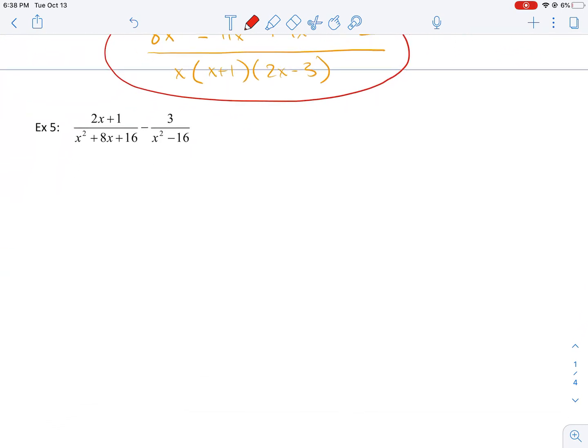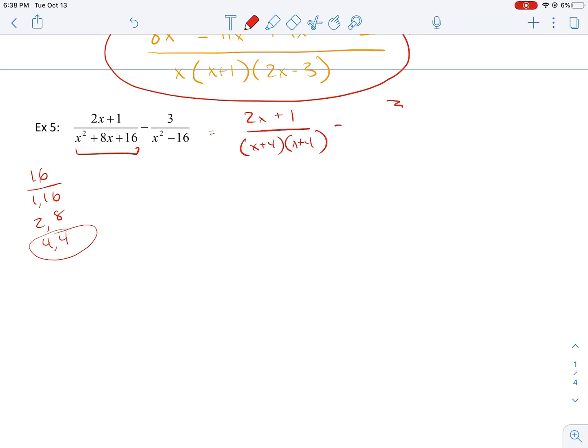Okay, and finally, let's look at this last one here. Looks like it's going to be gross. I'm going to factor this. So I'm looking at the factors of 16: 1 and 16, 2 and 8, 4 and 4. It's got to be 4 and 4 because we're just adding the factors. So our factors are going to be x plus 4, x plus 4. Then unfortunately, on the right, if you haven't noticed yet, that is a difference of 2 squares, so it's x plus 4, x minus 4.